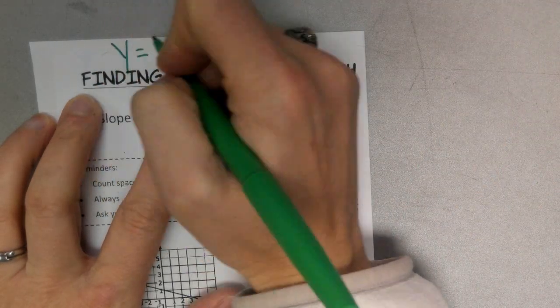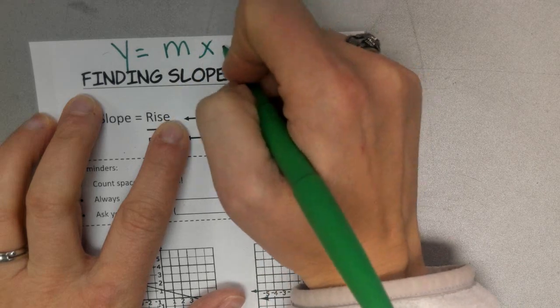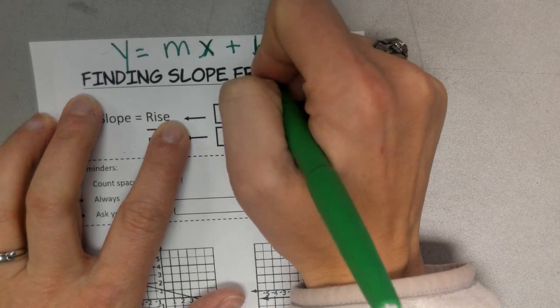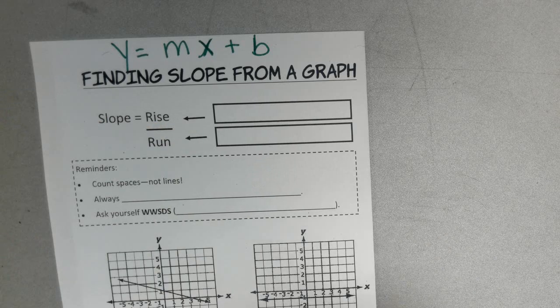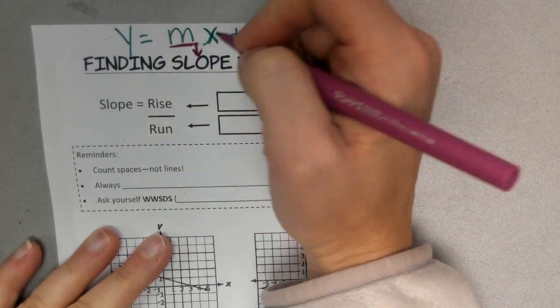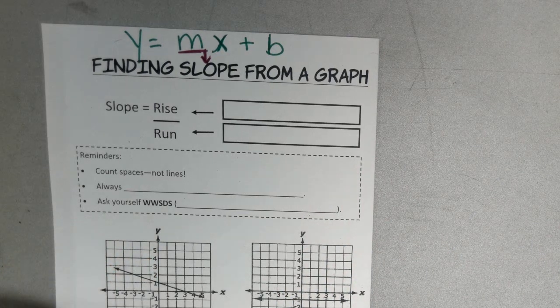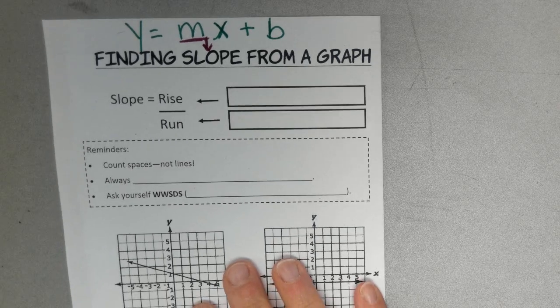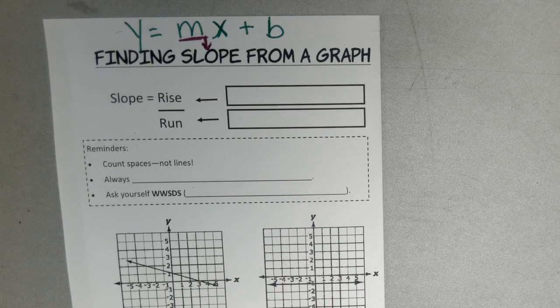Write y equals mx plus b. Y equals mx plus b. If you remember from your builders a few weeks ago, we saw this. And what we're really going to be looking at today is the m. The m is slope. I don't know why it's m. I don't know why they didn't put S, but it's an M. So you're going to see it over and over and over. Y equals mx plus b, and m refers to the slope.